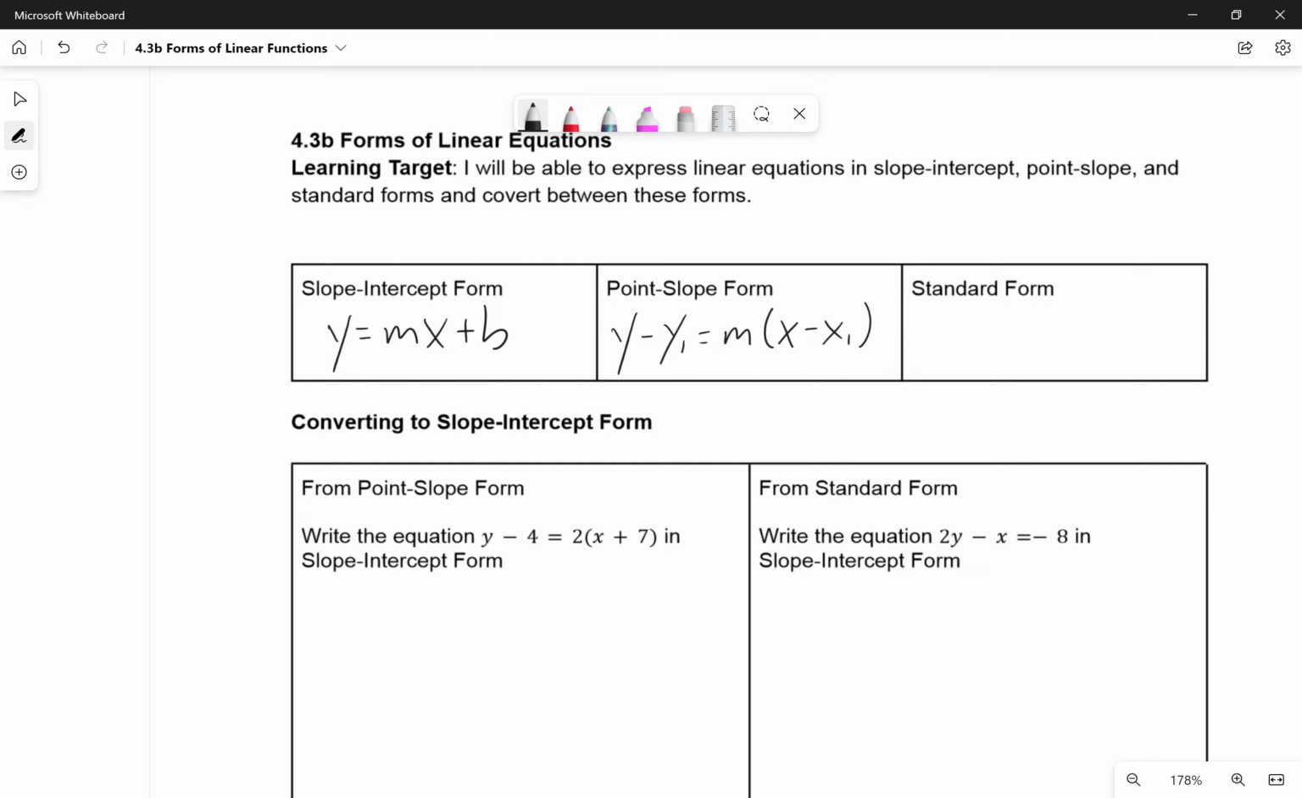Point slope form is generally used for your in-between form, generally when you're converting either to slope-intercept form or standard form. It is very useful when you're given an ordered pair and you have your slope.